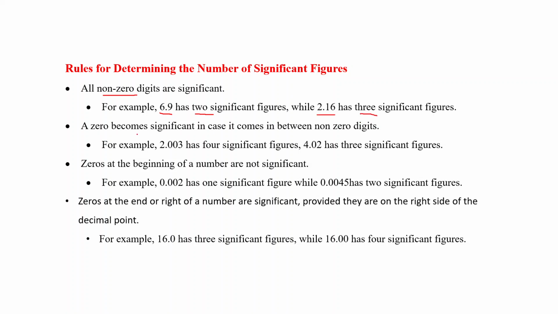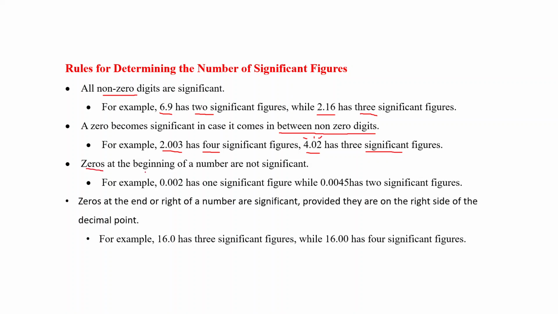A zero becomes significant in case it comes in between two non-zero digits. Between non-zero digits, if any zero is there, it is significant. For example, 2.003 has 4 significant figures, and 4.02 has 3 significant figures. You have to count the digits: this is 1, 2 and 3 digits. That's why 3 significant figures.